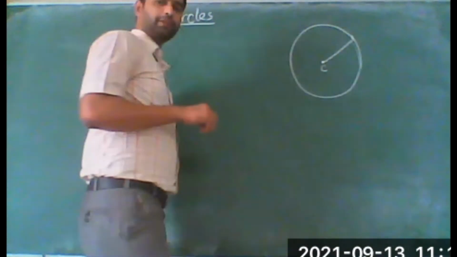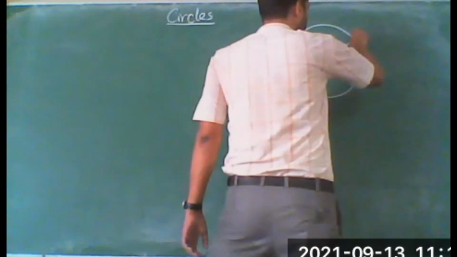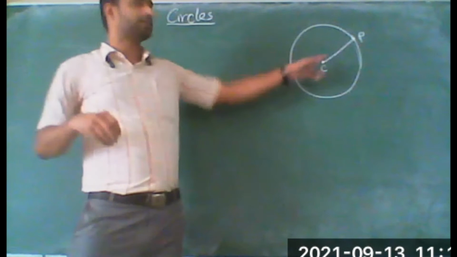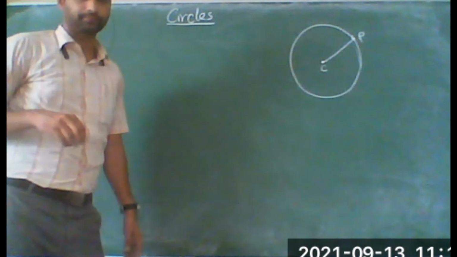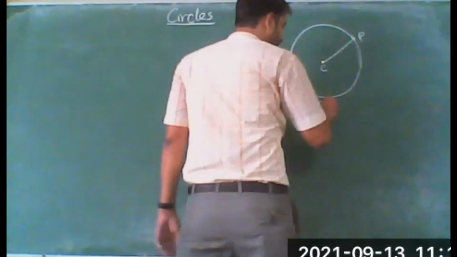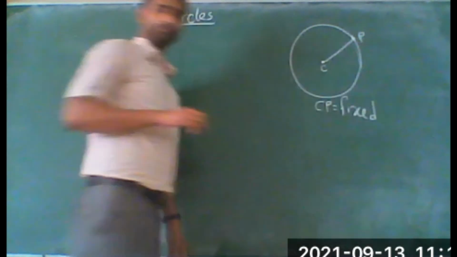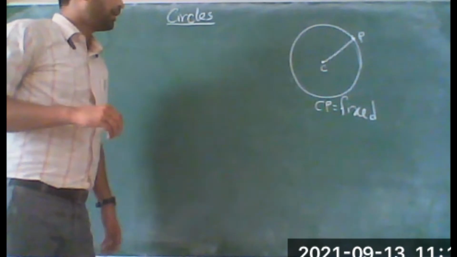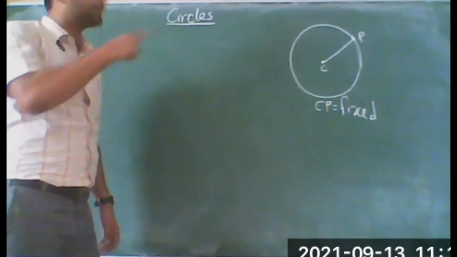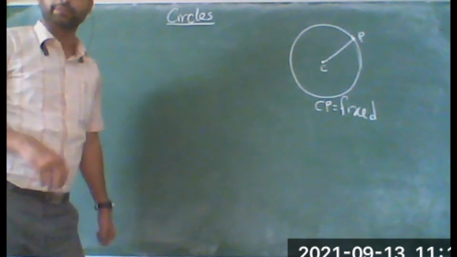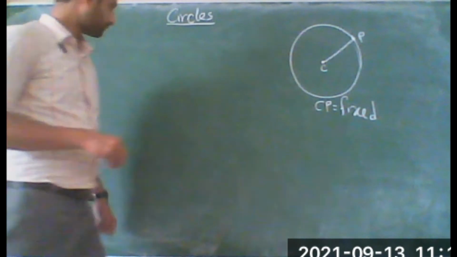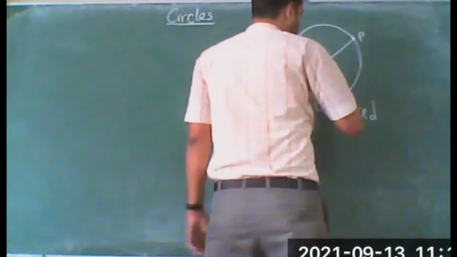So here we are taking this point as the fixed point, and this point as the moving point, which is keeping the distance fixed from that point. So here we can say that CP is a fixed distance. Depending on this definition, we can easily find the equation of the circle. So let us come to that.